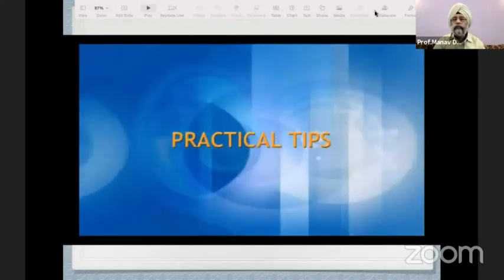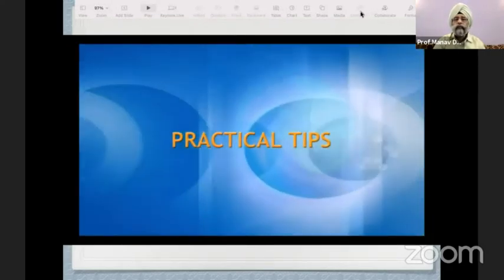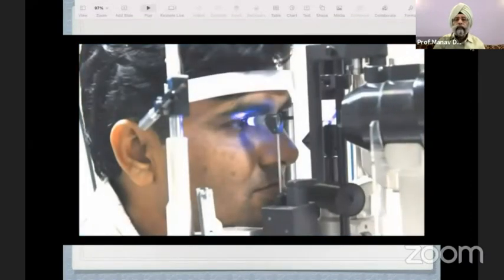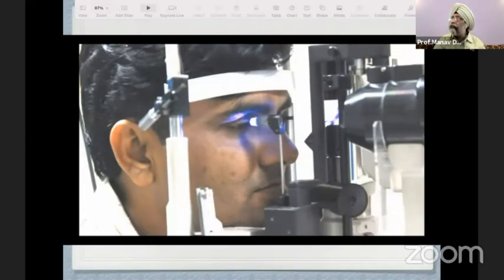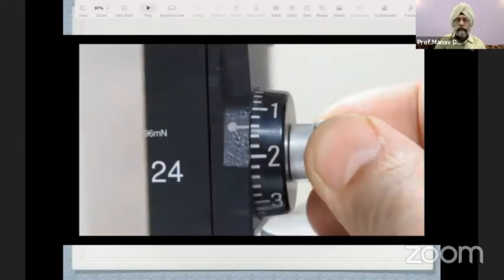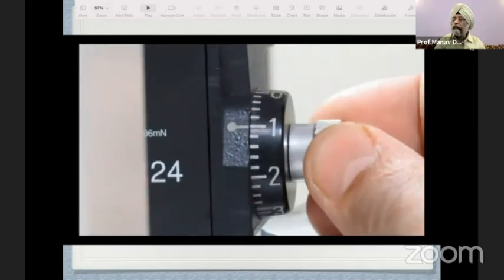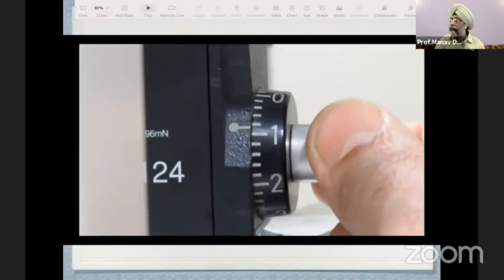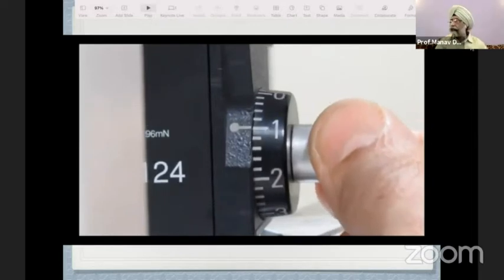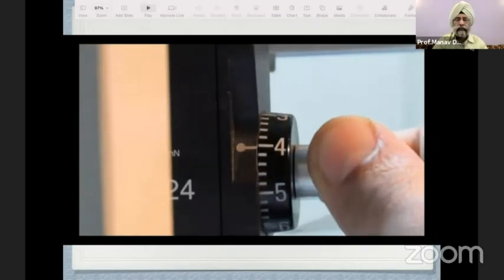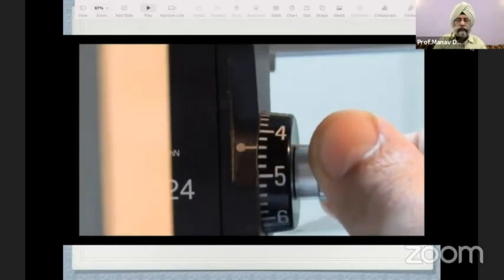At this point of time, I take an opportunity to share a few practical tips. Do not touch eyelashes with the prism, as they are not anesthetized and thus will induce blinking. It is more accurate to measure increasing than decreasing IOP. So, while starting measurement, keep the drum position lower than the expected value of IOP. Generally it is kept at 1, but one may start with higher drum readings if IOP is expected to be very high.